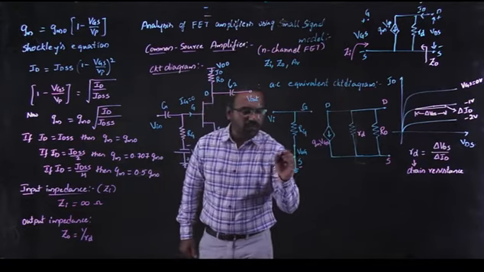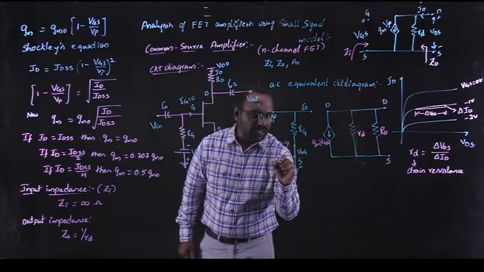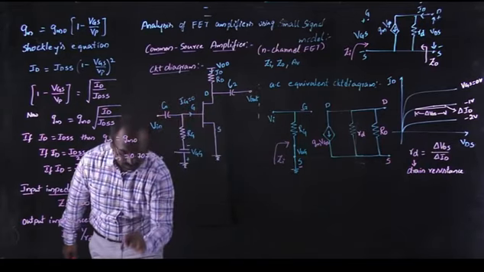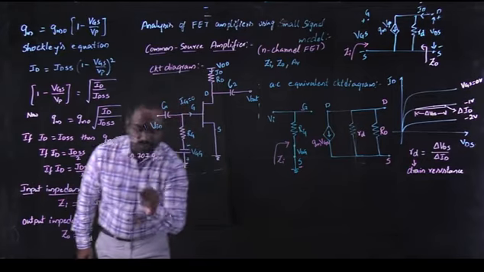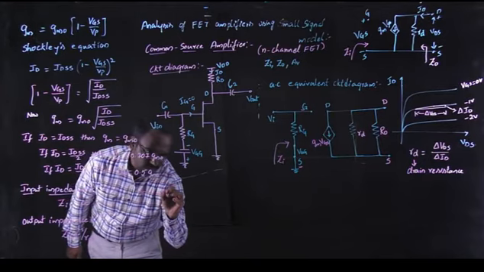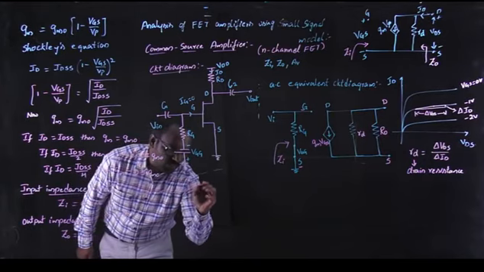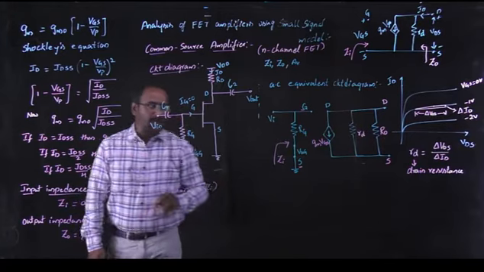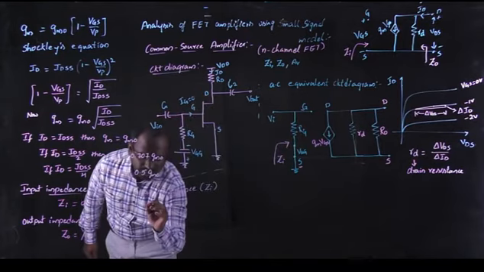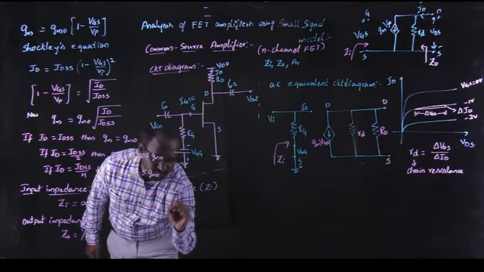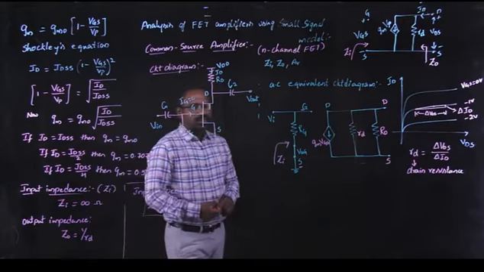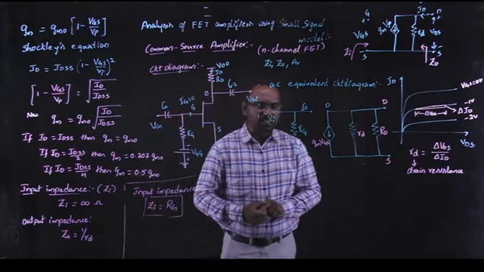So first, I am going to find out the input impedance. So I am starting here. I am writing the input impedance. The input impedance Zi is given by simply RG. Right? So I can write Zi is simply equal to RG. So there is no problem. Zi is equal to RG.